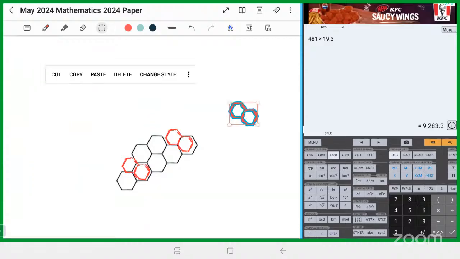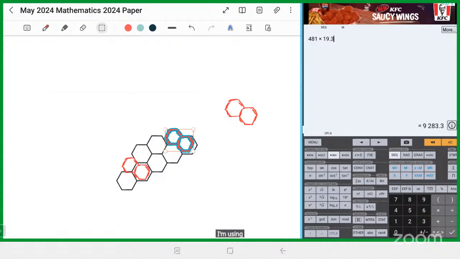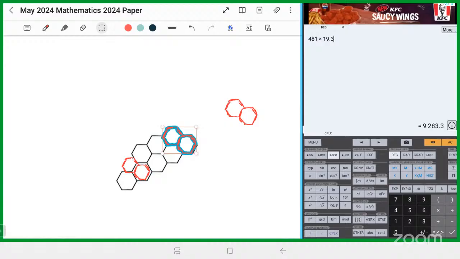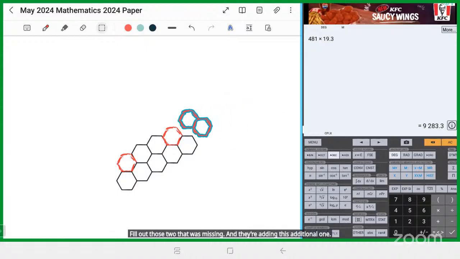Let's make this a little bigger. I'm using up the device, guys, because I can. So filling out these first, that was missing, right? Fill out those that were missing. Erase these. Fill out those two that were missing. And then adding this additional one to here.